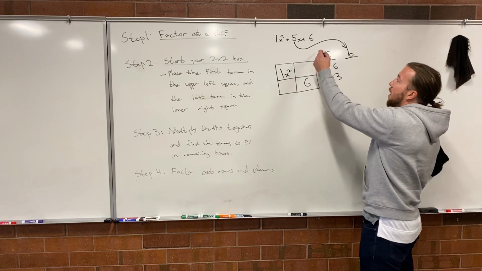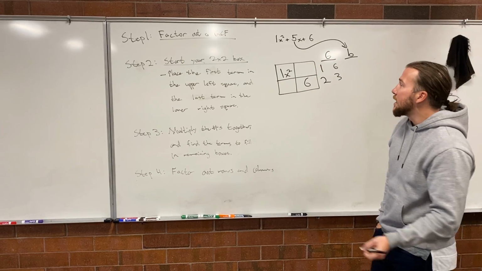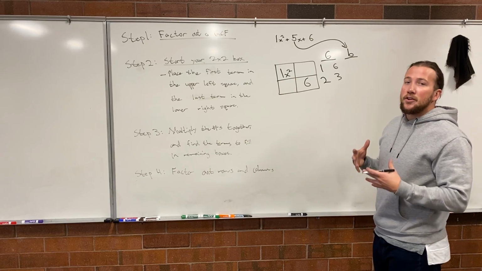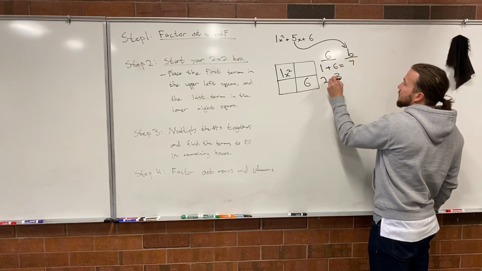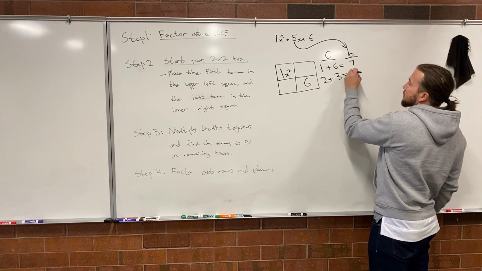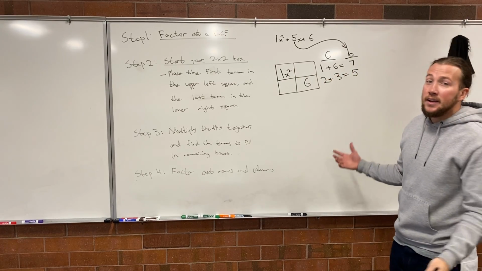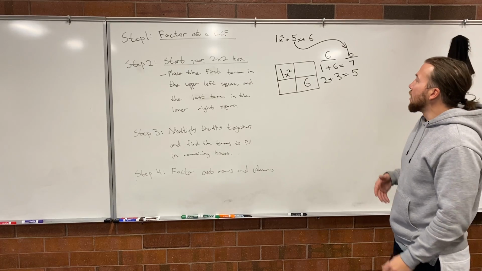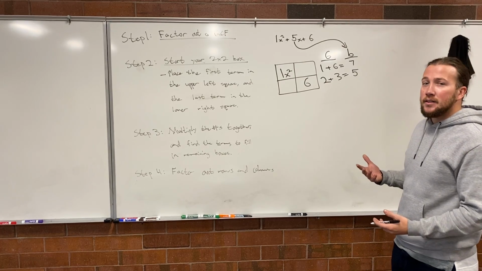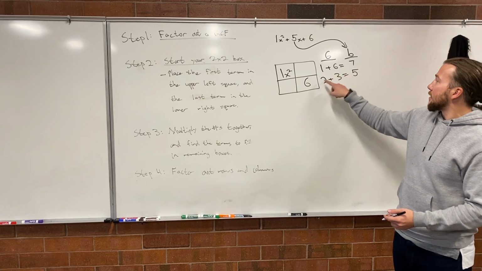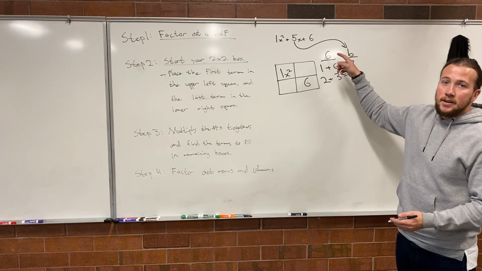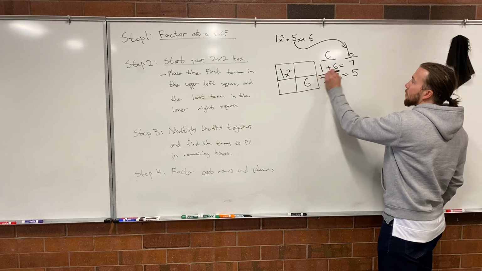So 6 is positive, and that's going to be important, because if it's positive, then we're going to add the numbers together and find the sum, okay? We're going to add 1 plus 6, that gives us 7, 2 plus 3 gives us 5. So again, the question we were asking at the start of step 3 was, what are 2 numbers that add together to give us 5 and multiply together to give us 6? So we found it with this row right here, this bottom row, okay?